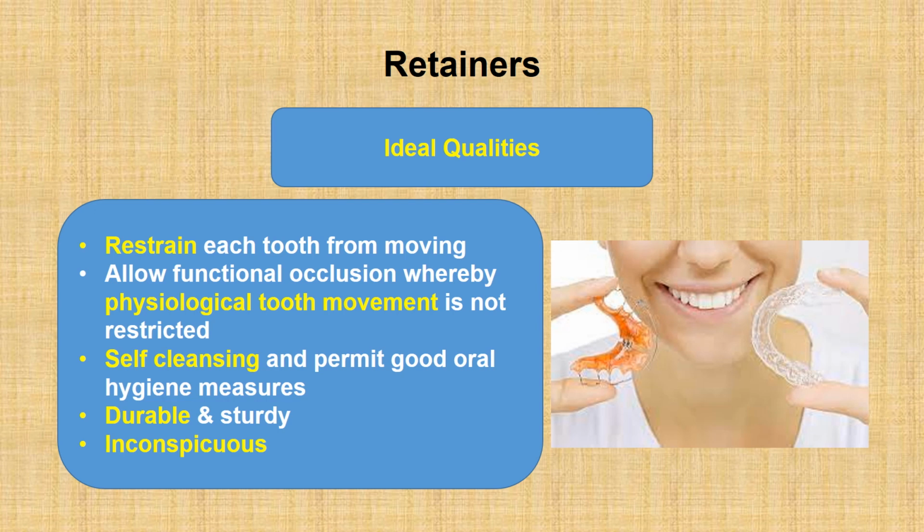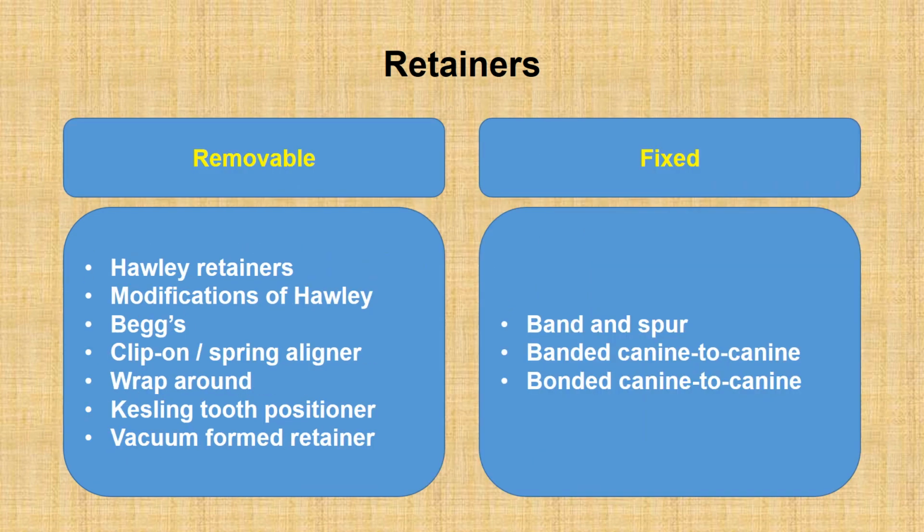Okay, retainers. Now, what are the ideal qualities of retainers? Retainers function to restrain each tooth from moving. Okay, and it allows functional occlusion whereby physiological tooth movement is not restricted. Now, it should be self-cleansing and permit good oral hygiene measures. It should be durable and sturdy, and it should be inconspicuous. Retainers can broadly be divided into two big groups, removable and fixed.